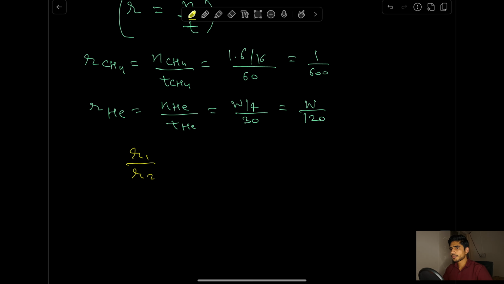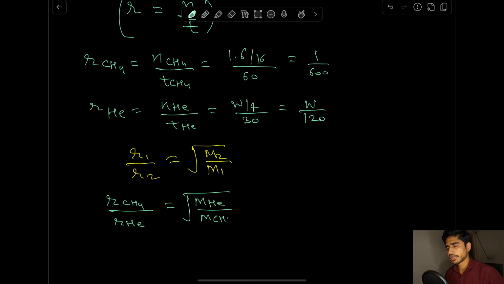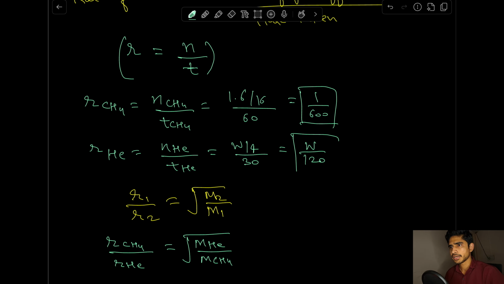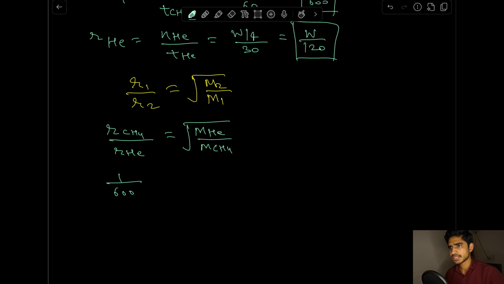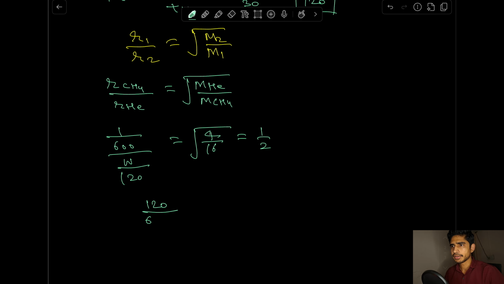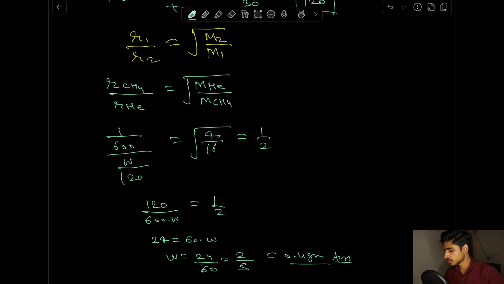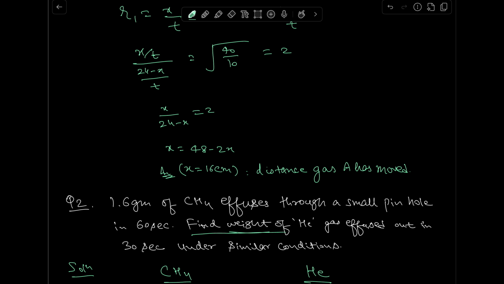And we know that R1 by R2 is under root of M2 by M1. So 1 is CH4, 2 is helium. We can solve this very easily. So we'll put these values, that is R of CH4 and R of He. We got these values. 1 divided by 600 divided by W divided by 120 should be equal to under root of 4 divided by 16, which will come out to be 1 by 2. So 120 divided by 600 W should be 1 by 2. So 240 should be 600 times W. We can further solve it and get the value of W. It will come out to be 0.4 grams, right? So this will be our answer, the weight of He gas effused out in 30 seconds.